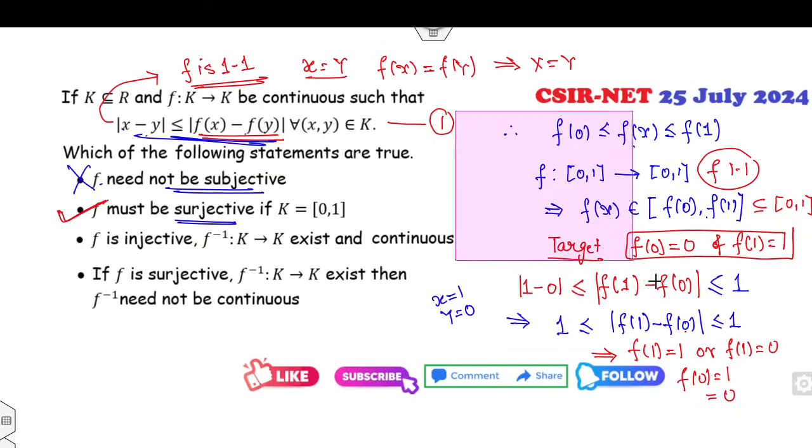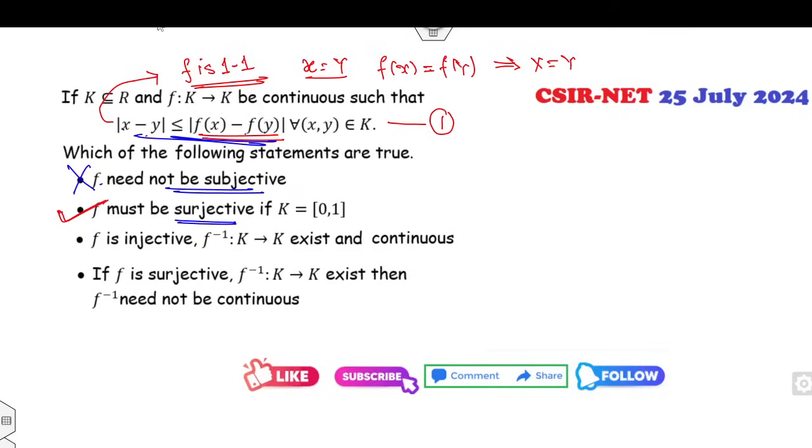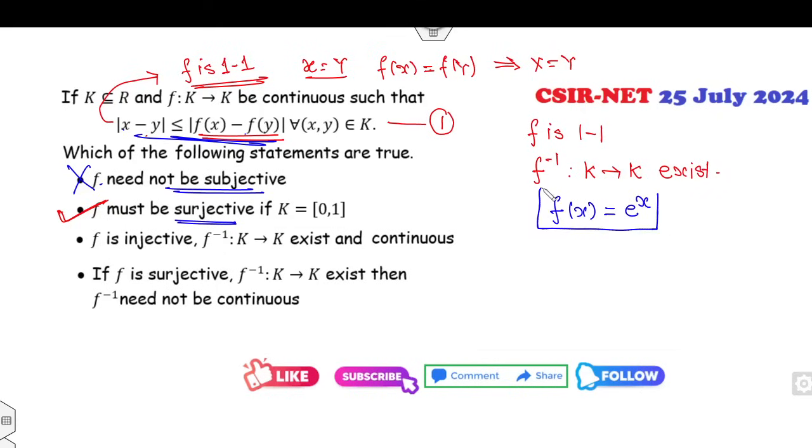Look at the third option. If f is one-one, then f inverse from K to K exists. That's not true. If f is one-one, again I can take f of x as e raised to power x. Then because this function is not onto, f inverse may not exist.